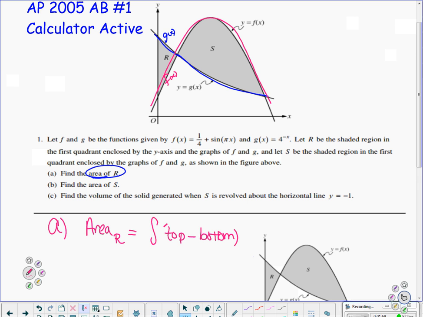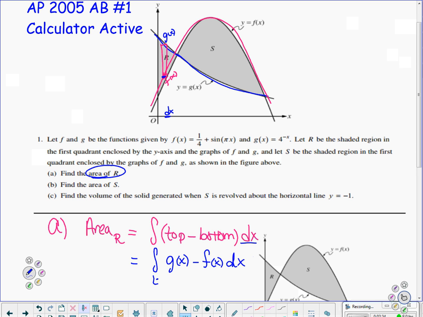And since the blue is always on top of the red function there, we can do this with respect to x. Our representative rectangle would be a vertical rectangle, noting it has width along the x-axis, so it's got a dx width, and that just helps inform me that all of this stuff should be in terms of x. So I'm going to have the integral, top function is g, bottom function is f.